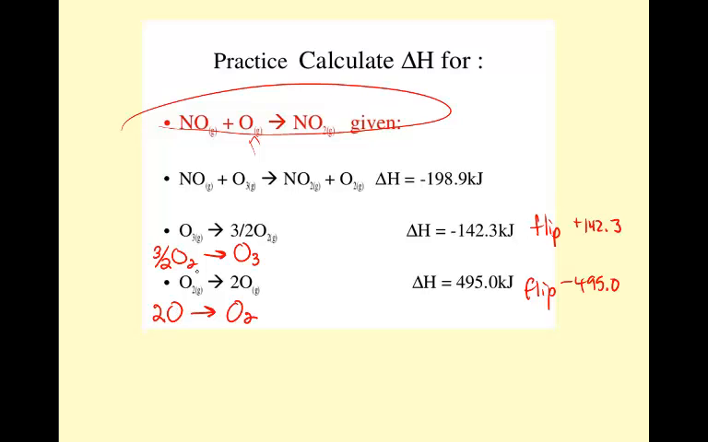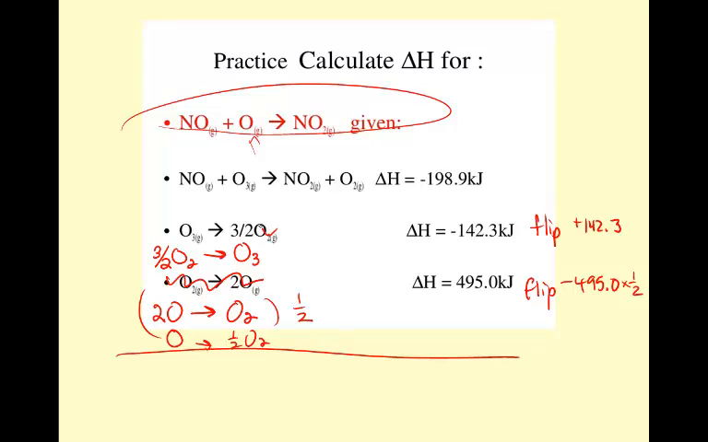But still, this isn't going to give us what we want, because when we're done, we only want 1 O on this side, and we want no O2. So if I take this reaction and multiply by 1/2, then I take this reaction and multiply by 1/2, that's going to give me O and 1/2 O2. So I'd be saying, wait a second, what's going on? So let's see what happens when I add this together now. This is gone, and this is gone.